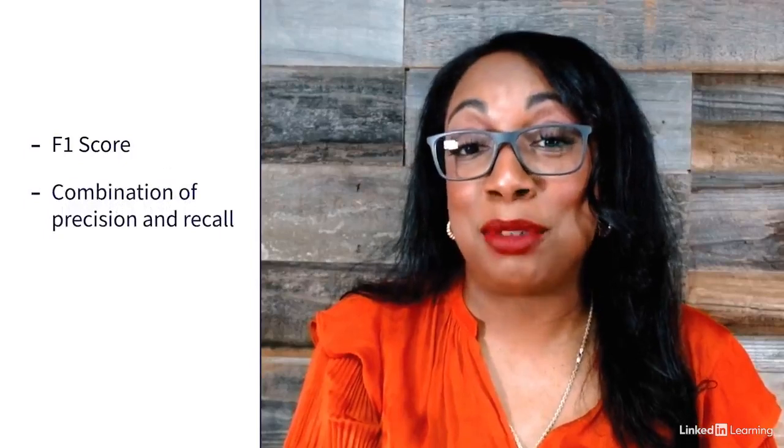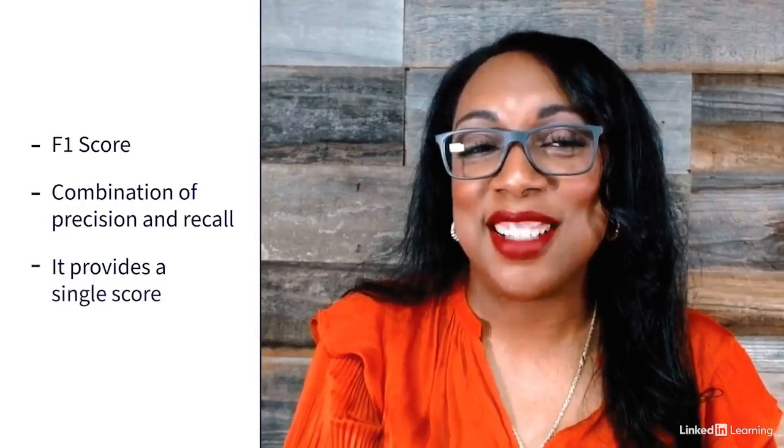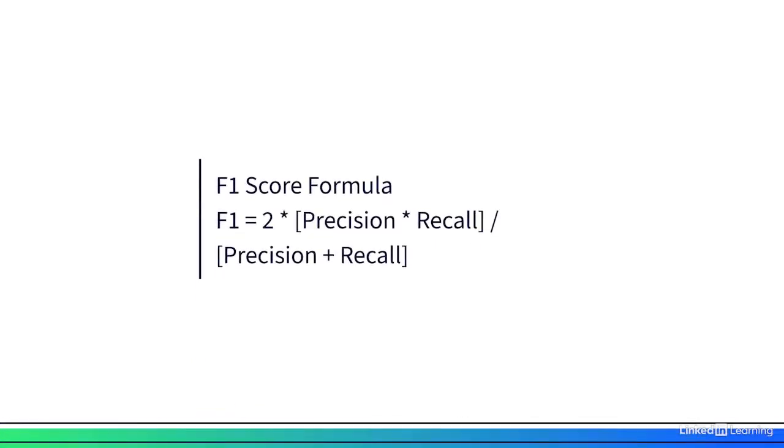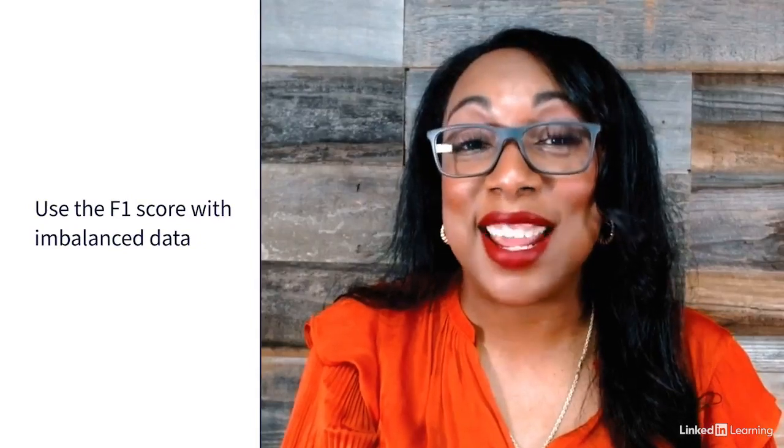F1 score is yet another way to measure accuracy and is a combination of precision and recall, providing a single score. The formula is F1 equals 2 times precision times recall divided by precision plus recall. The F1 score works well for imbalanced data.